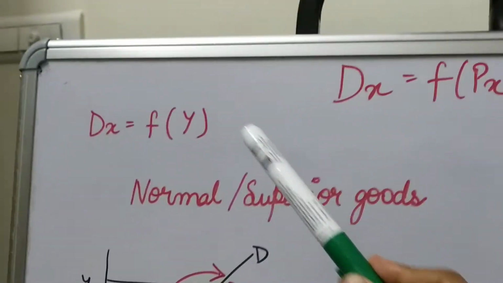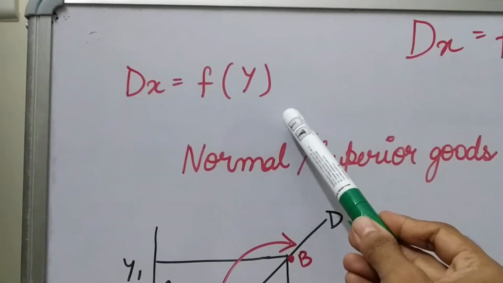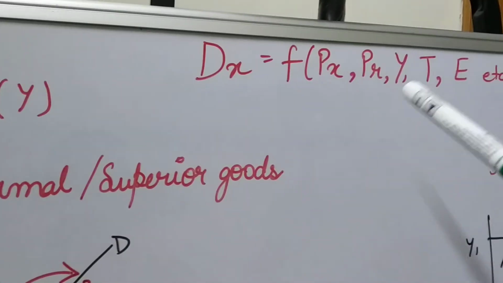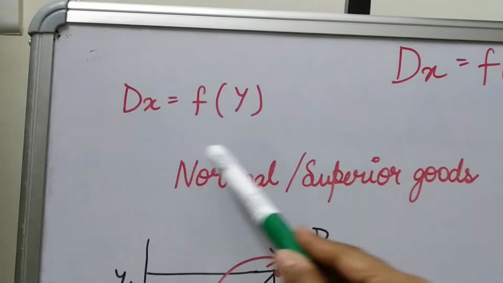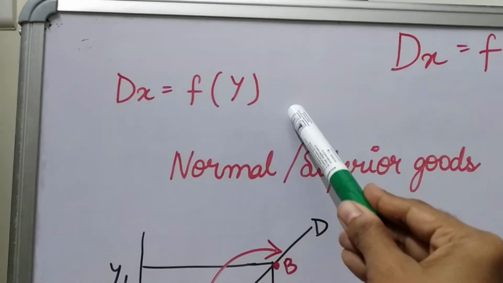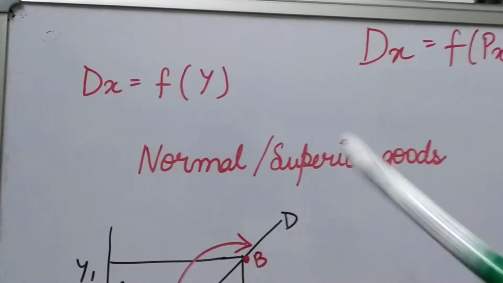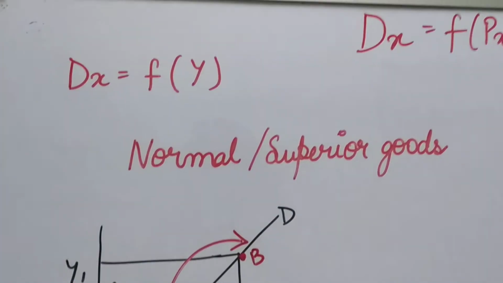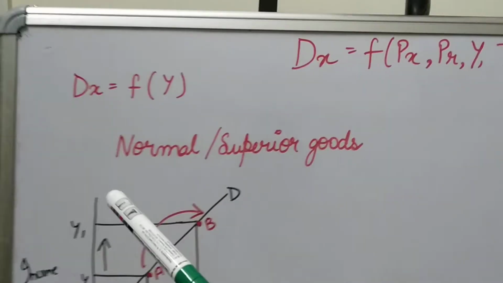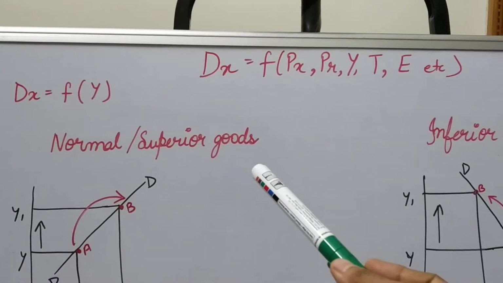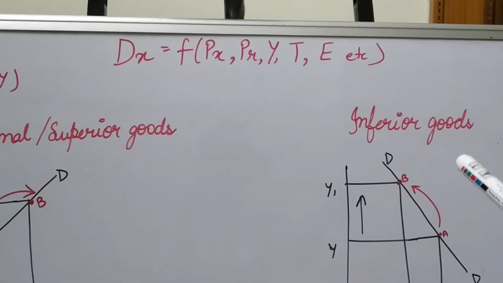Now, first of all, demand is a function of income. If other factors remain constant and we think upon this one factor, that demand is a function of income, then how does the demand curve react, that means what will be the shape of the demand curve? First of all, two types of goods are there. First one is normal, or maybe you can say superior goods. Second one is inferior goods.